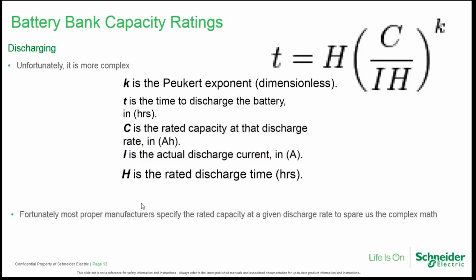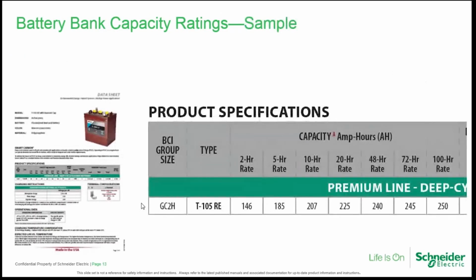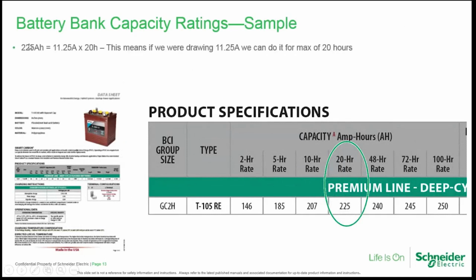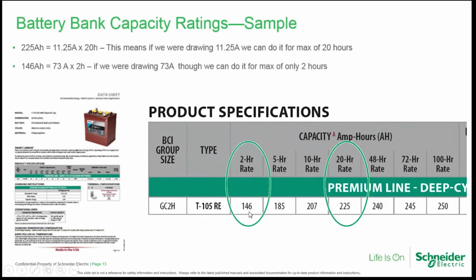And fortunately, a good battery manufacturer will do the math for us, and he will give us honest ratings like this one here. All right, let's look at this thing here at this 20-hour rate. It's 225 amp hours, which means 11.25 amps times 20 hours. So if we're drawing 11.25 amps out of it, we could do it theoretically for 20 hours. But let's look at this number over here, the 2-hour rate, 146 amp hours. That's 73 amps times this 2-hour number here. So that tells us if we were drawing 73 amps out of it, we can only do that for 2 hours. So the amp hours actually shrank.